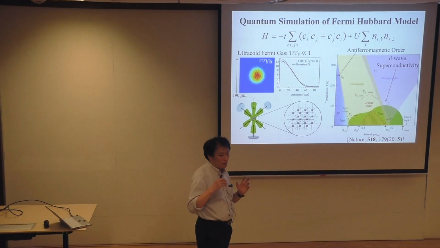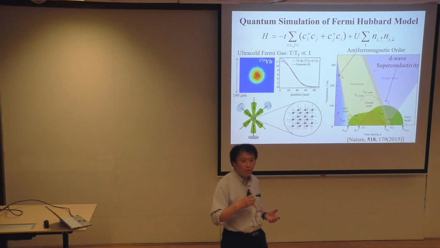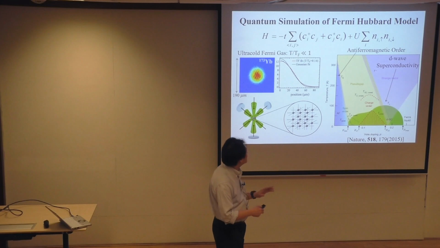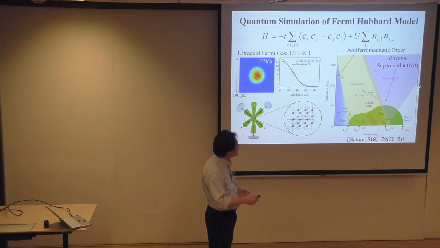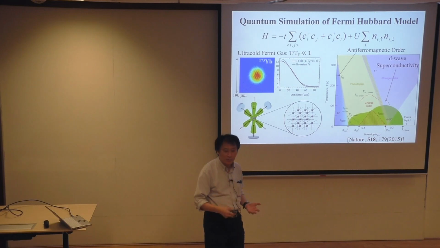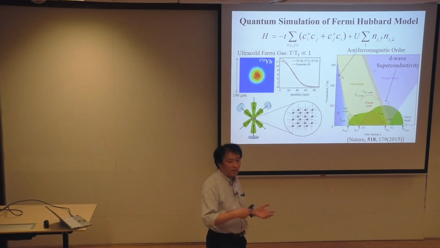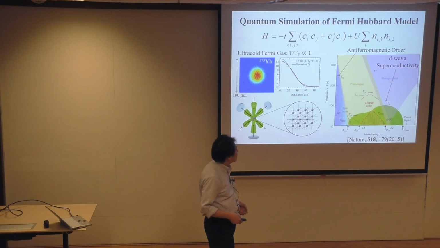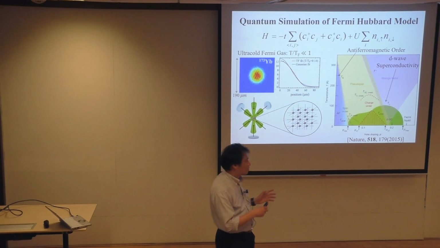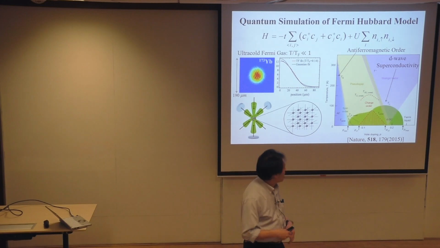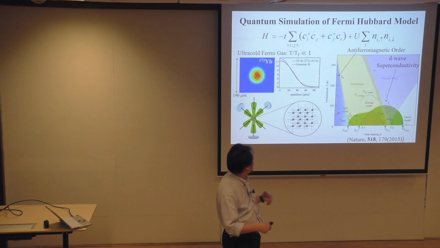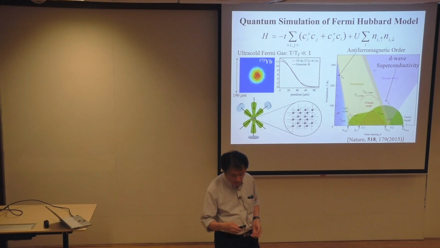One of the goals of such quantum simulation research of the Fermi Hubbard model is to get deeper insight into the behavior of strongly correlated electron systems such as the high-Tc cuprate. Here I show the schematic phase diagram of the high-Tc cuprate. Even now, it is not well understood after almost 30 years since the first discovery of the high-Tc cuprate. Okay?